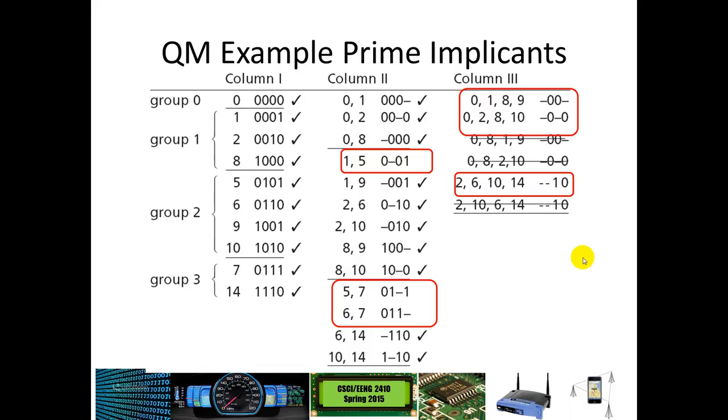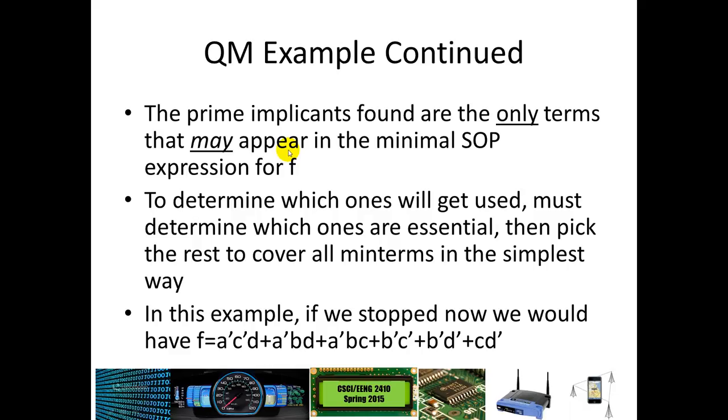Now we're going to take this and put it in a prime implicant chart to see which of the six prime implicants we've identified are essential. So what we're going to do is take all those terms. Those are the only terms that could appear in our final expression, so those are the only ones that we're going to consider.